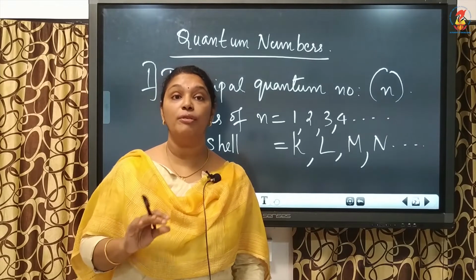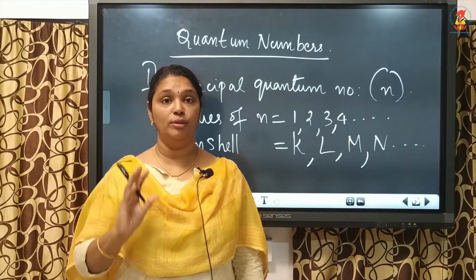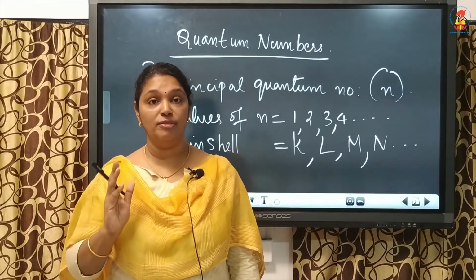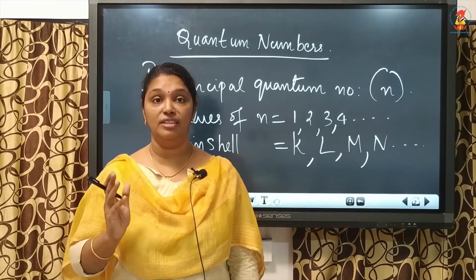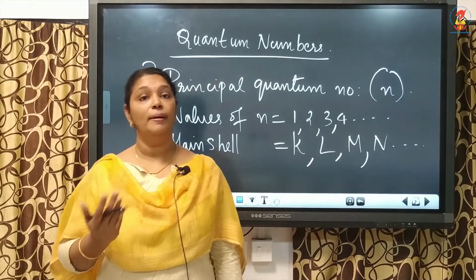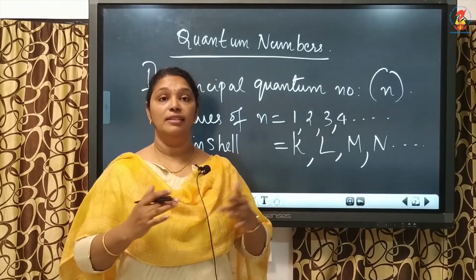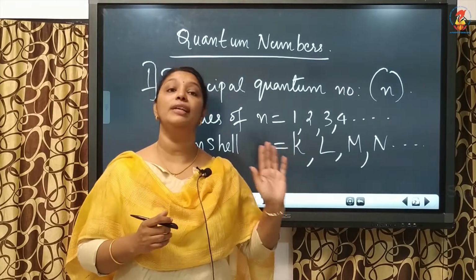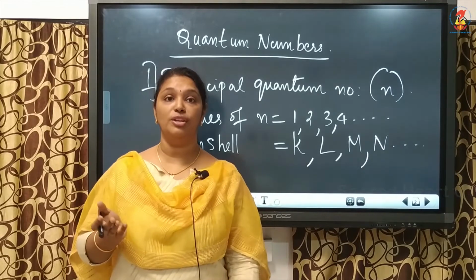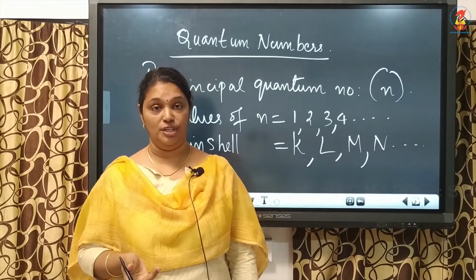So, this is the information that you get from the n value. The n value, the principal quantum number, gives us information about the size and energy of the orbital, and also helps to identify the main shell. And as the n value increases, the size and energy of the orbital also increase, which means the orbital close to the nucleus has the smallest size and smallest energy.